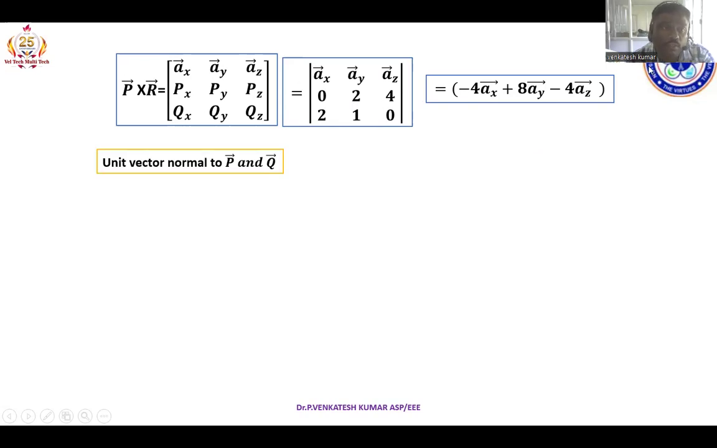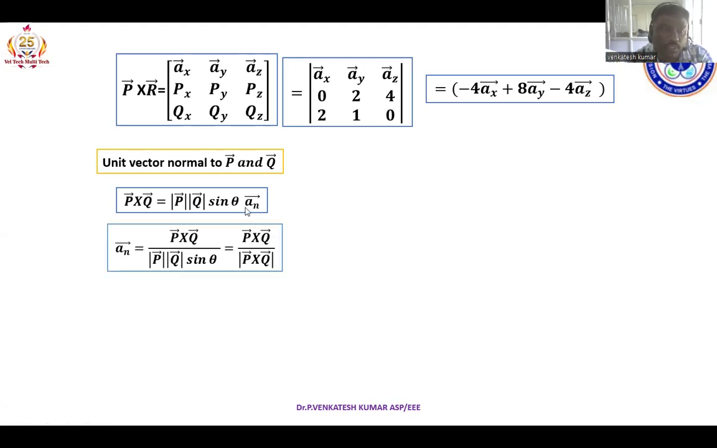Next, the unit vector normal to P vector and Q vector. For P dot Q we already calculated; now the unit vector in terms of the vector product. The P vector cross product with the Q vector is the magnitude of P, magnitude of Q, sin theta, that is a vector quantity. So that is what we want to represent. What is the unit normal vector? The unit normal vector is equal to the cross product of P and Q divided by the magnitude of P, magnitude of Q, sin theta.